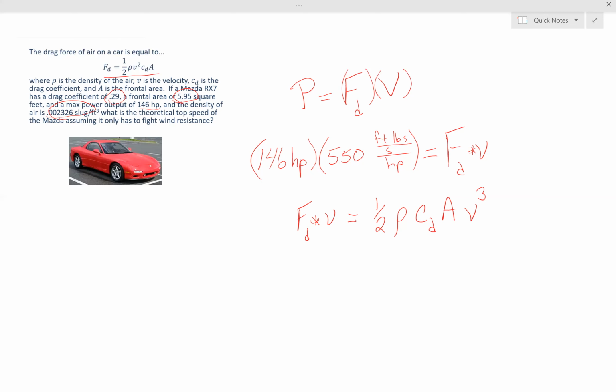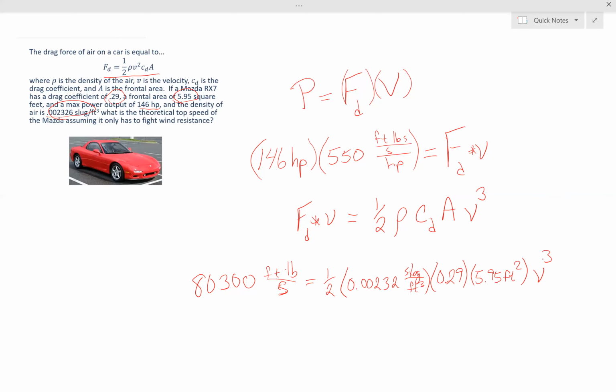As we begin to manipulate this now, what we find is we have 146 multiplied by the 550 gives us 80,300. That's in foot-pounds per second, and that is going to be equal to 1/2 multiplied by our 0.002326 slug per foot cubed. That's going to be multiplied with our drag coefficient, which is given as 0.29, and our area, which is given as being 5.95 foot squared, multiplied by our velocity cubed.